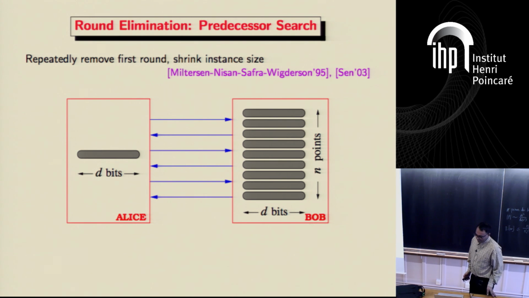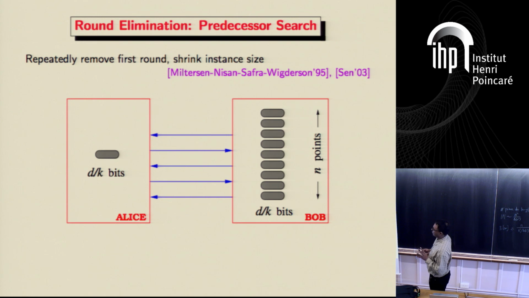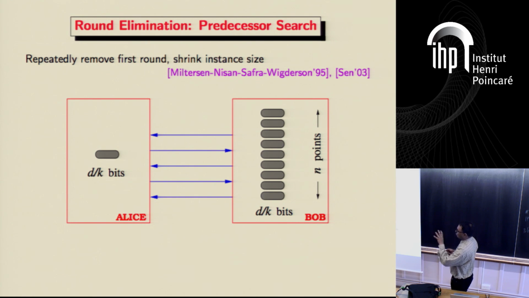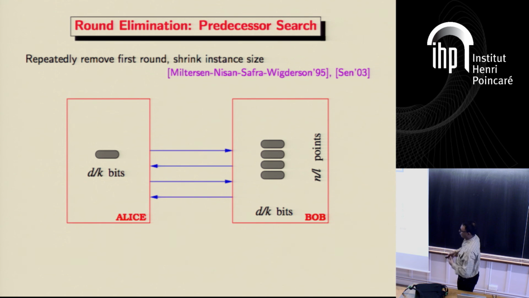Anyway, the important idea for lower bounds on this is a technique called round elimination, where we have this protocol with multiple rounds, and we repeatedly apply a certain argument that removes the first round of communication, and it also shrinks the instance size as it does so. Okay, so this is what may happen. Let's say we have a d-bit instance of our problem, and we remove the first round where Alice talks to Bob, and now we are solving somehow a d over k bit instance for some number k. Okay. And then we do the same from Bob's side. When we do it from Bob's side, then the number of points in the database shrinks. So the dimension is the same, but the number of points shrinks to say n over L.